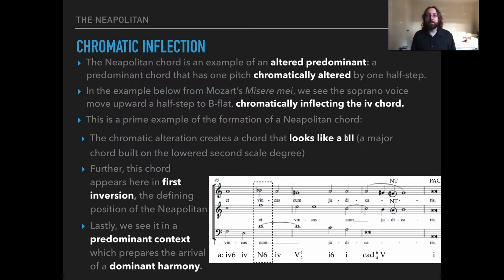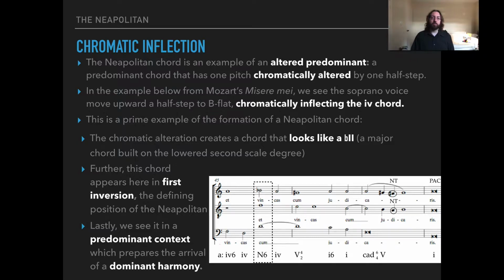This moment is a prime example of the formation of a Neapolitan chord. The chromatic alteration of that iv chord creates a chord that looks like a flat major II, or a major chord built on the lowered second scale degree. So we have B flat, which would essentially be, quote-unquote, the root of the chord, and then F and D. So it's a major triad.